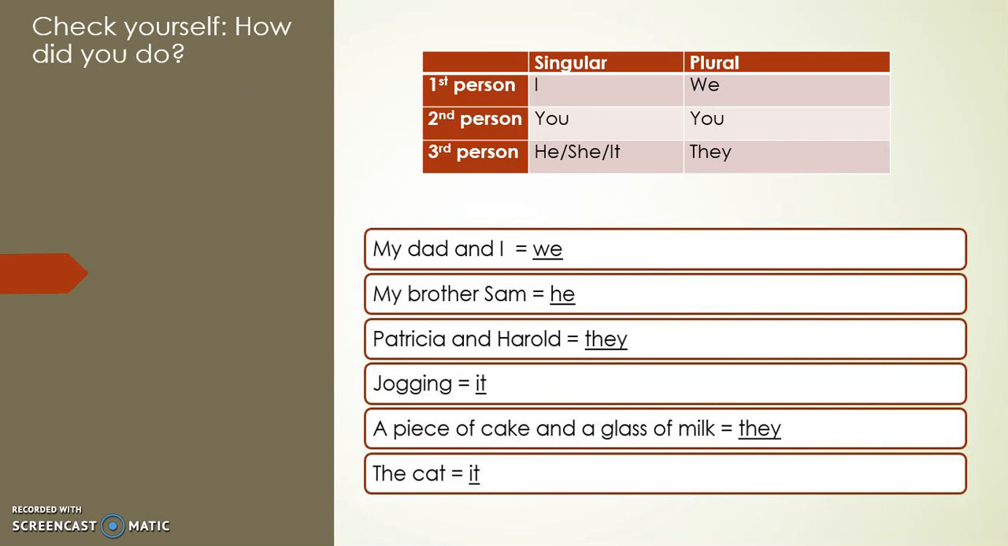So these are the correct answers. My dad and I. If I refer back to my dad and I, I would say we. So my dad and I enjoy fishing. We go every Saturday. My brother Sam. If I referred back to Sam, I would say he. My brother Sam is very intelligent. He begins his internship at the hospital next week.